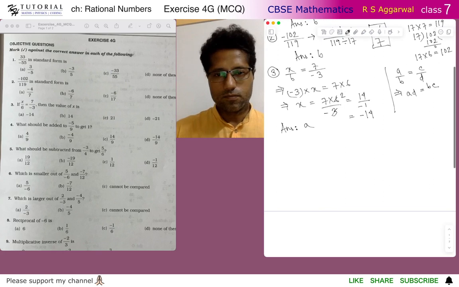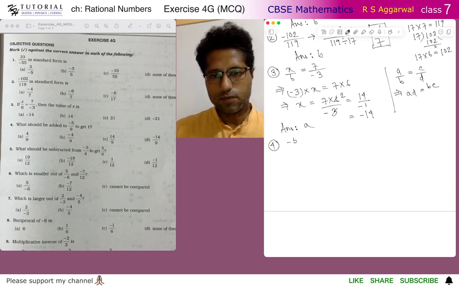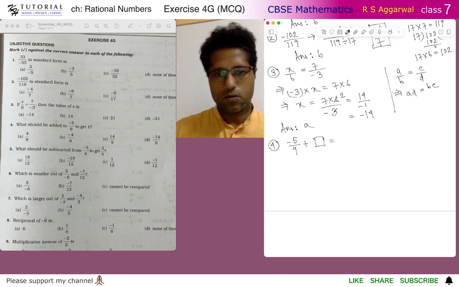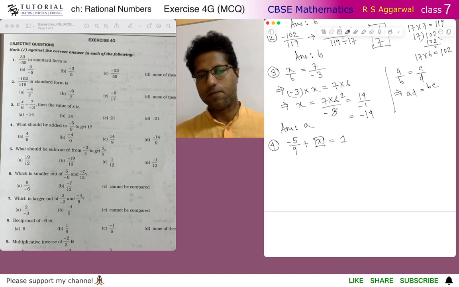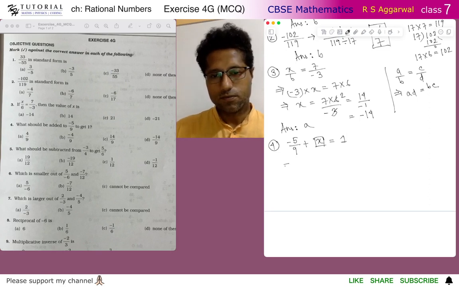Okay, let's do question number 4. It says, what should be added to minus 5 by 9 to get 1. So the problem statement is, what should be added to minus 5 by 9 to get 1. If we assume the number that needs to be added is x, we get minus 5 by 9 plus x equals 1. So this implies x equals 1 minus 5 by 9.